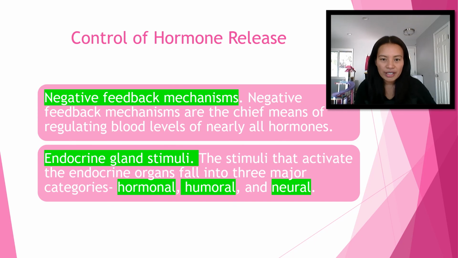And we have the neural stimuli. In isolated cases, nerve fibers stimulate hormone release, and the target cells are said to respond to neural stimuli. A classic example is the sympathetic nervous system stimulation of the adrenal medulla to release norepinephrine and epinephrine during periods of stress.